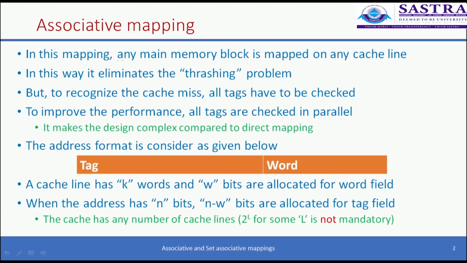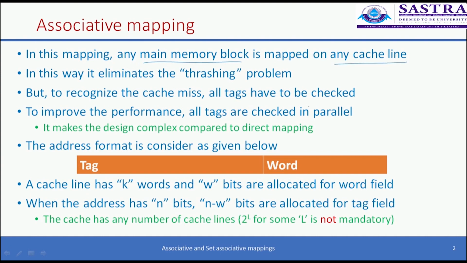In this session we are going to discuss the remaining 2 mapping techniques. The first one is fully associative or associative mapping, and the second one is set associative mapping. With that, elements of cache will be over. Associative mapping: in associative mapping, any main memory block may be mapped on any cache line.